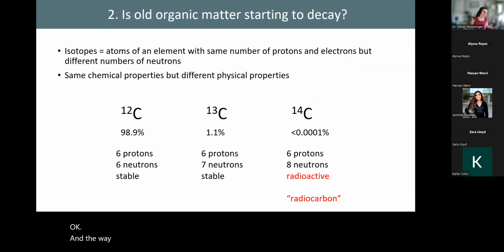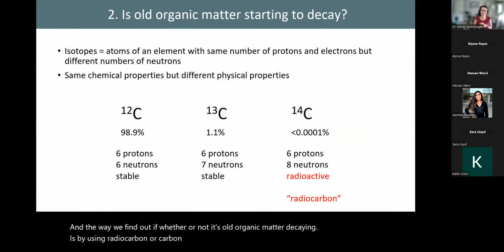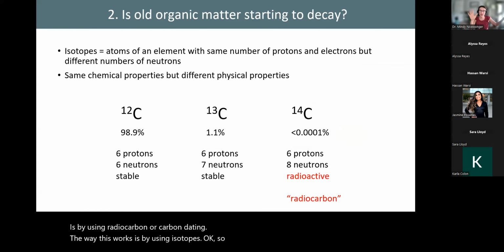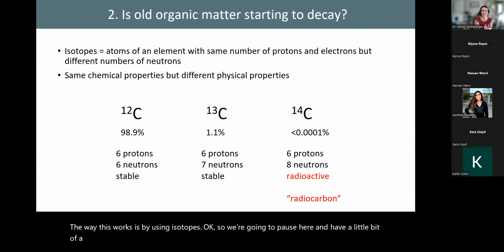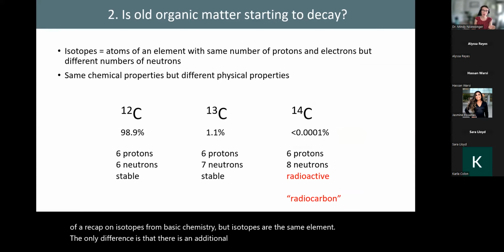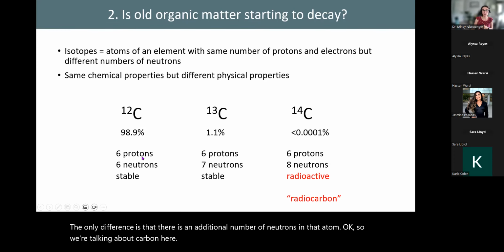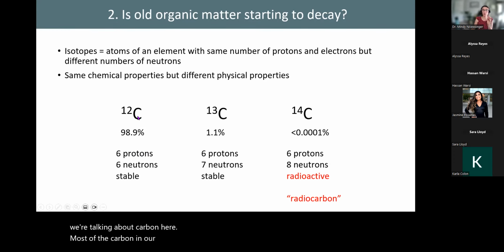And the way we find out whether or not it's old organic matter decaying is by using radiocarbon or carbon dating. The way this works is by using isotopes. Okay, so we're going to pause here and have a little bit of a recap on isotopes from basic chemistry. Isotopes are the same element. The only difference is that there is an additional number of neutrons in that atom. Okay, so we're talking about carbon here. Most of the carbon in our Earth system is carbon-12, meaning it has 6 protons, 6 neutrons.